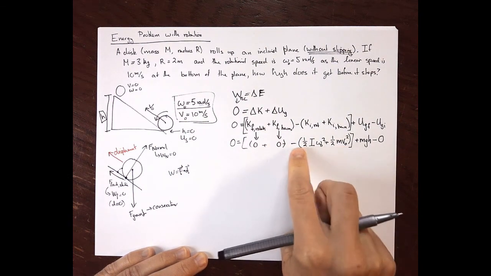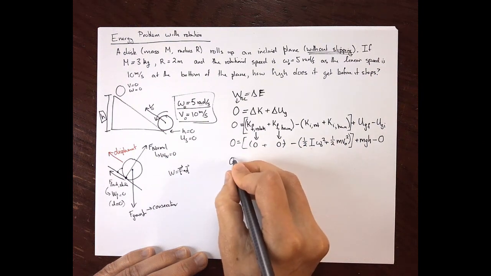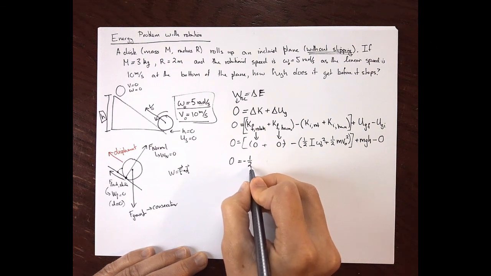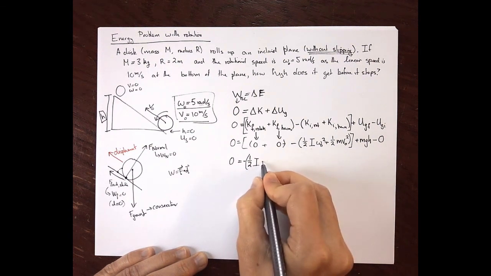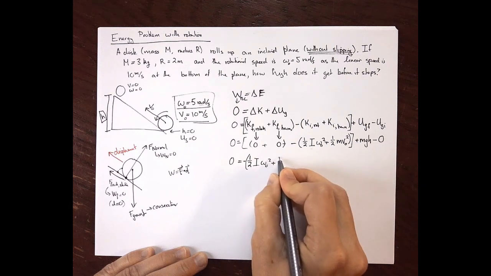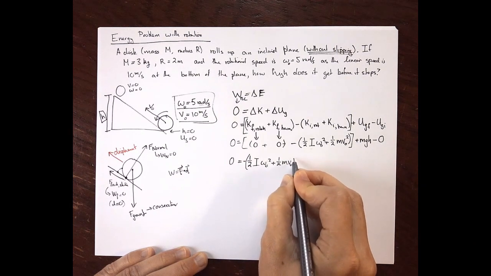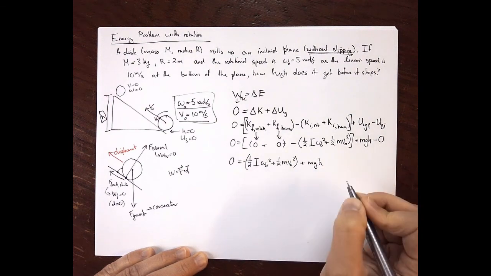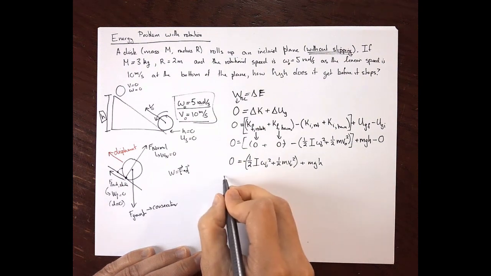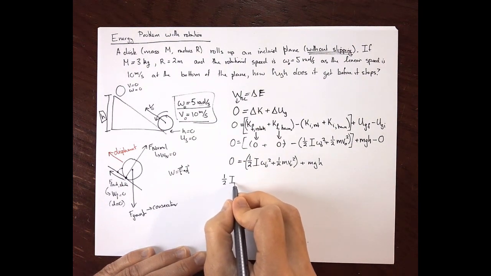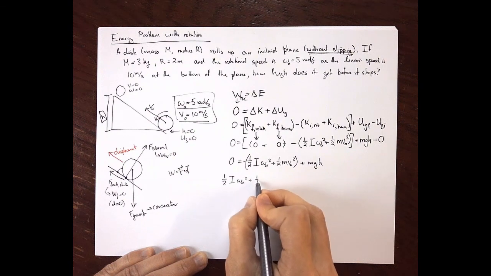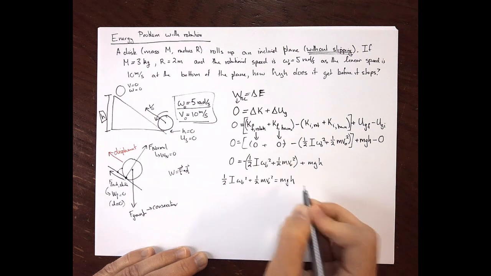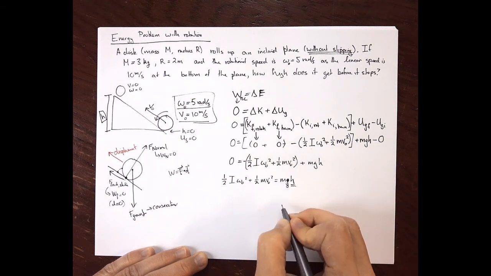All right, and now, this is negative, a whole bunch of zeros. Actually, let's just go ahead and write this a little bit more neatly. So this is negative 1/2 moment of inertia times the initial rotational speed squared plus 1/2 mass times the initial translational speed squared plus mass times g times h. This is negative, I'll pop it over to the other side of the equation. There we go.